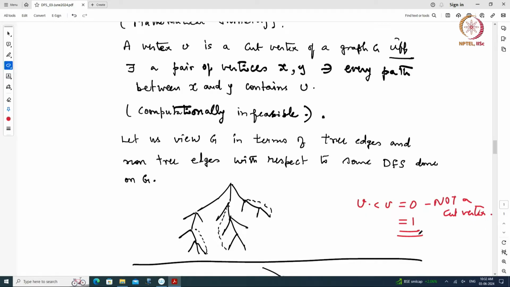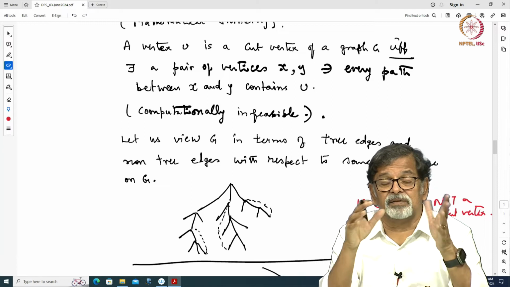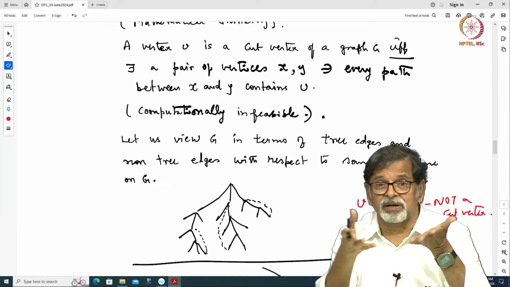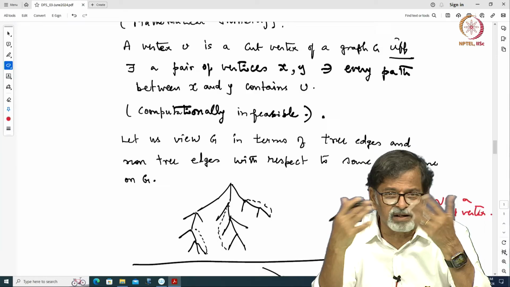But is it possible for us to arrive at a computational process based on this characterization? It is an if and only if. So think for a moment, you have a vertex V, you must find out a pair of vertices such that all paths between that pair of vertices must contain V. So you take a pair of vertices, enumerate all paths and check V is in all paths. If V is not in all paths, you have to work for another pair. Maybe this is not the pair, it is another pair.